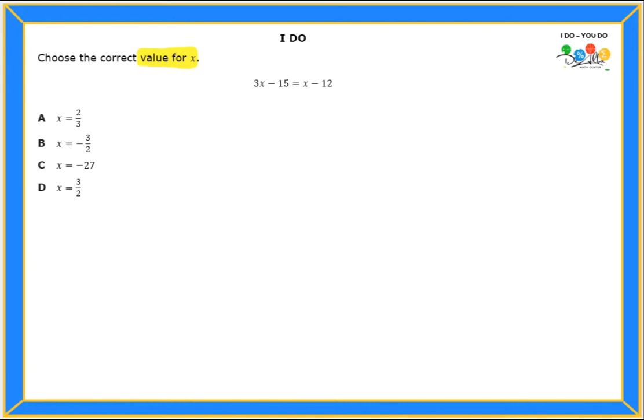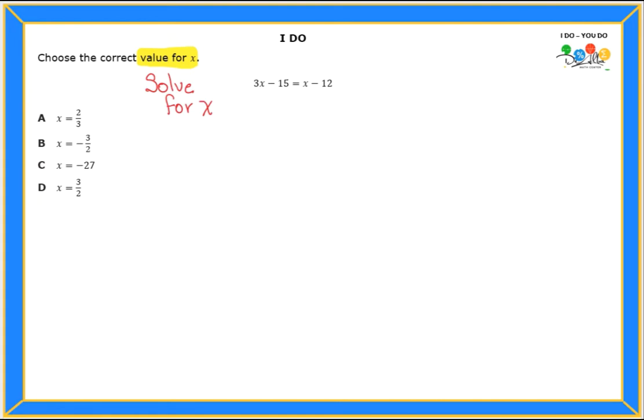Okay, so what we're gonna need to do is we're gonna solve for x. Okay, so let me write it down over here. And what it means by solve for x, it means that I need to find the value for that variable x. And the way that I'm going to do that is by getting rid of everything that is with the x and leaving x alone.